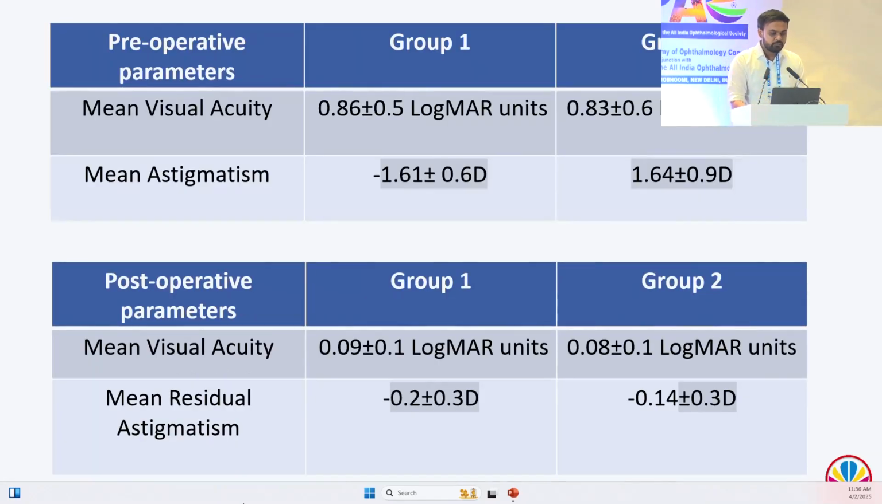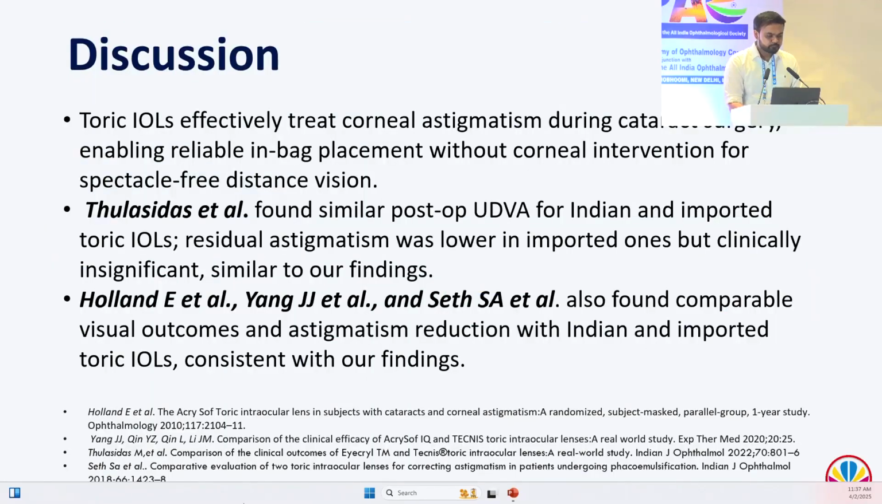In group 1, the mean visual acuity preoperatively was 0.86 logMAR units, which reduced to 0.009, and similarly, the residual astigmatism was also reduced to -0.2 from -1.61. In group 2, similar results were obtained, with the mean visual acuity reduced from 0.83 to 0.08, and the mean astigmatism reduced from 1.64 to -0.4. So the toric IOLs effectively treat corneal astigmatism during cataract surgery, enabling reliable in-bag placement without corneal intervention for spectacle-free distance vision.